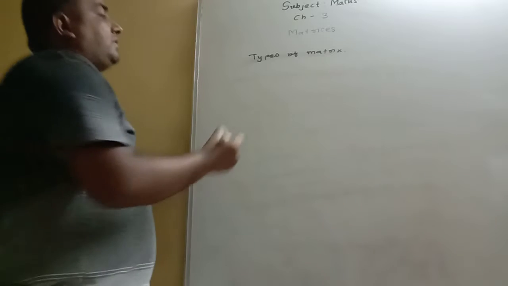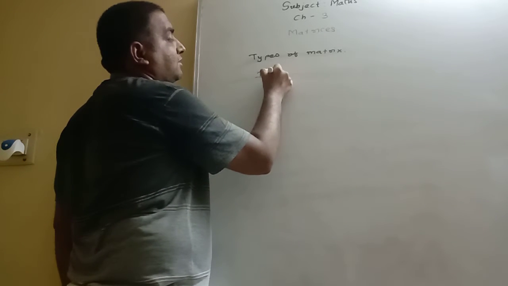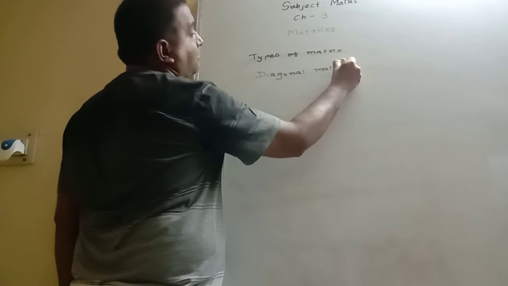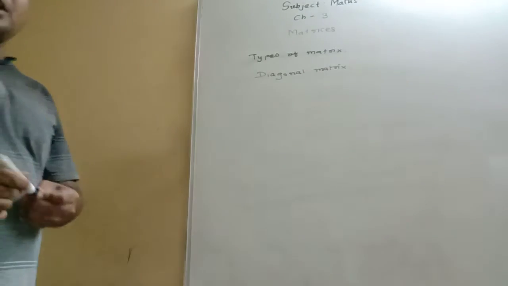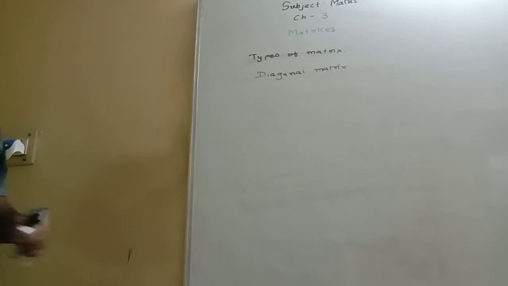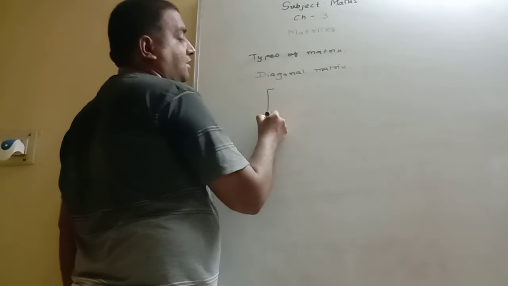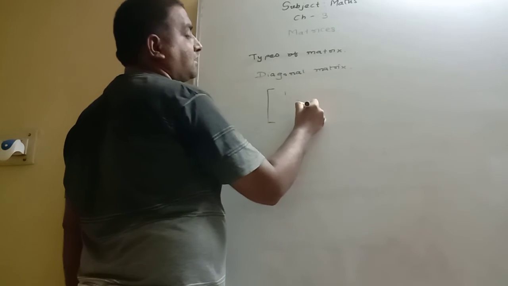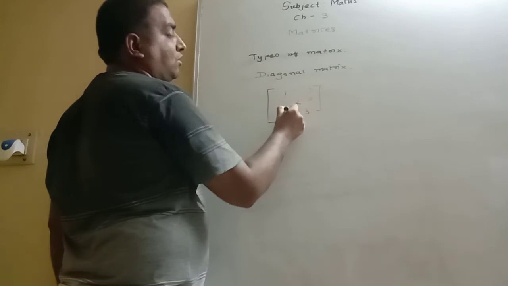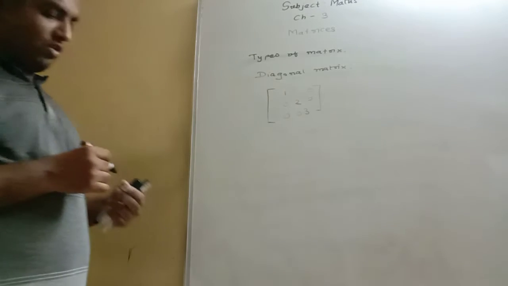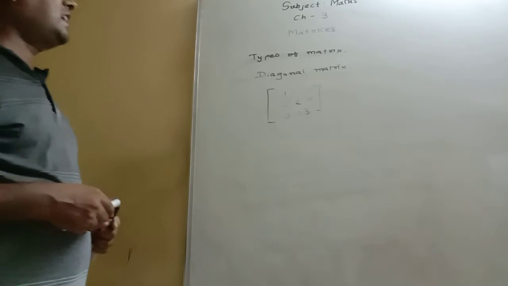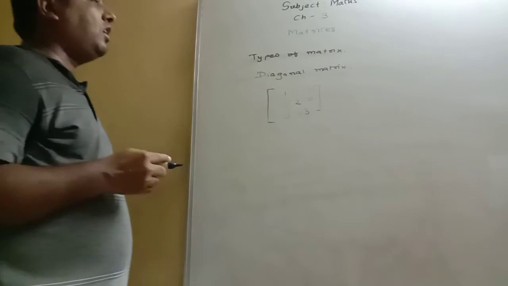Now we will see the diagonal matrix. If we have a matrix which has only diagonal entries and the remaining entries are 0, then it is called a diagonal matrix. So the matrix in which diagonal entries are there and remaining entries are 0 is called a diagonal matrix.